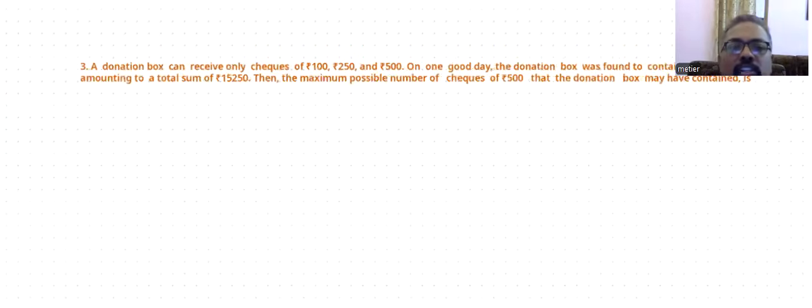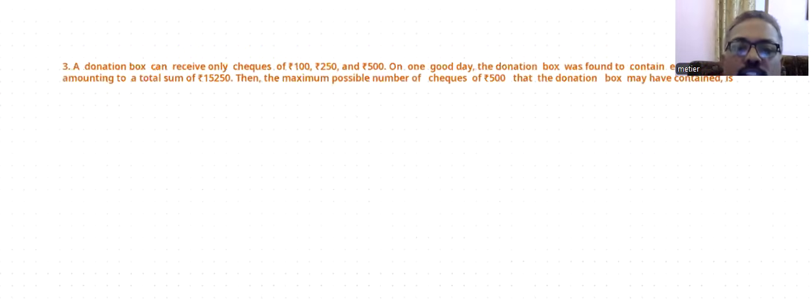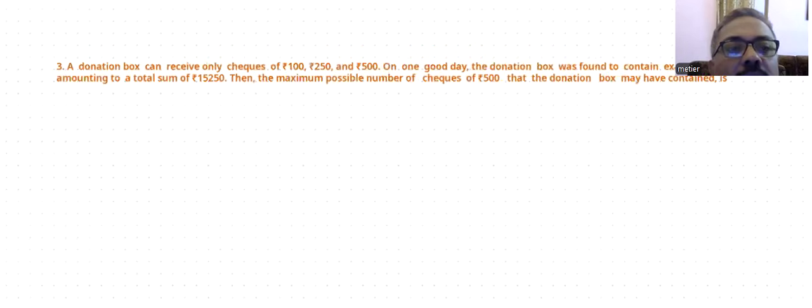Now, a question of linear equation. Very simple question of linear equation, of multiple variables. Let's assume that we have rupees 100 checks X number, rupees 250 checks Y number, and rupees 500 checks Z number. The donation box had total 100 checks. So X number of rupees 100, Y number of rupees 250, and Z number of rupees 500. In total we have 100 checks.